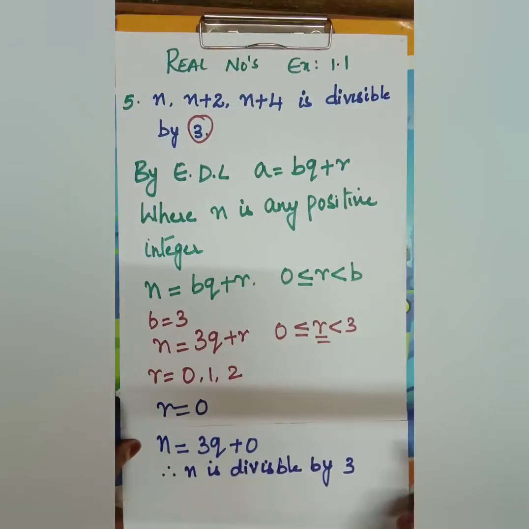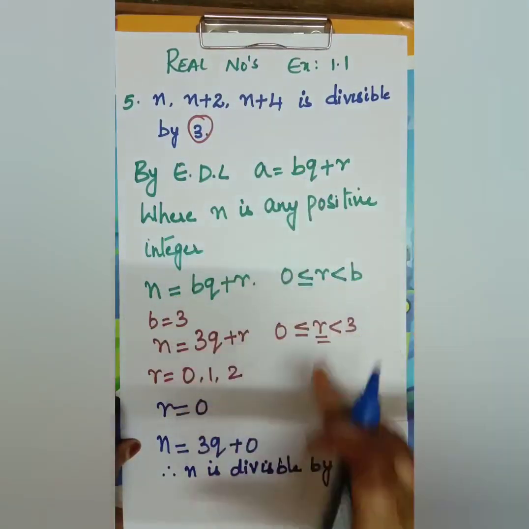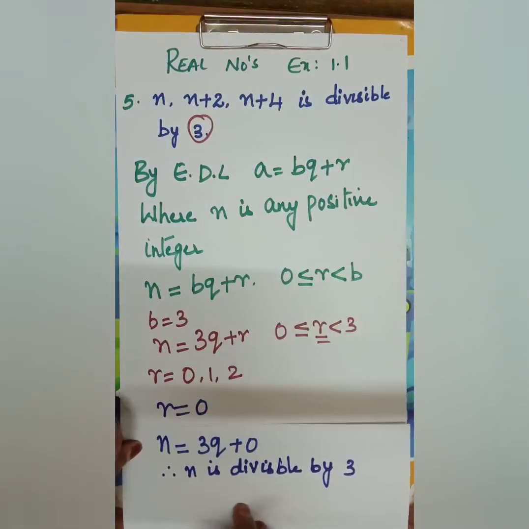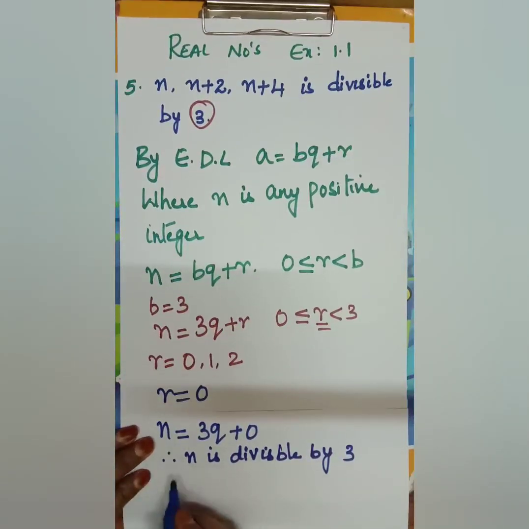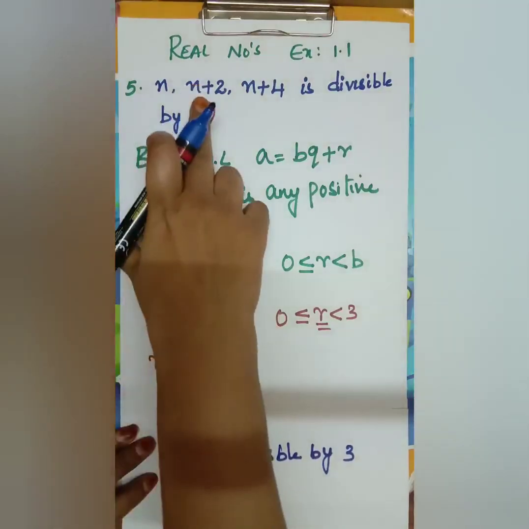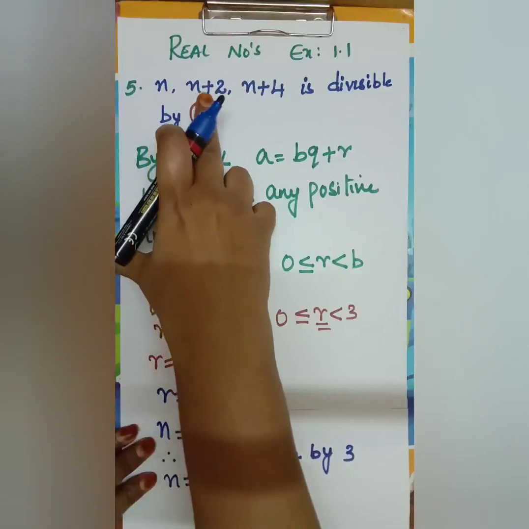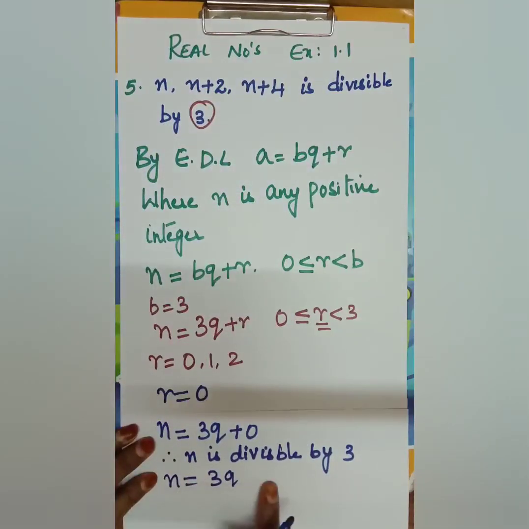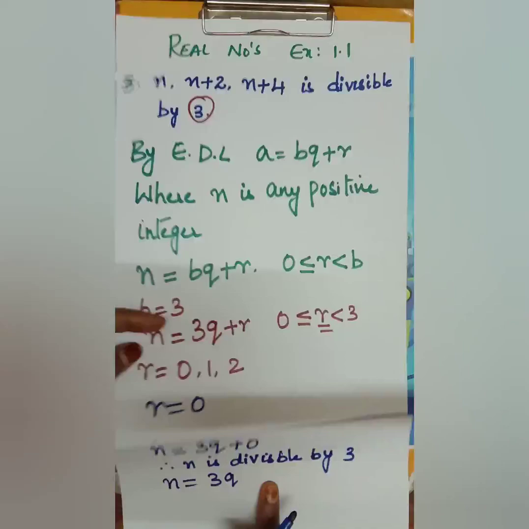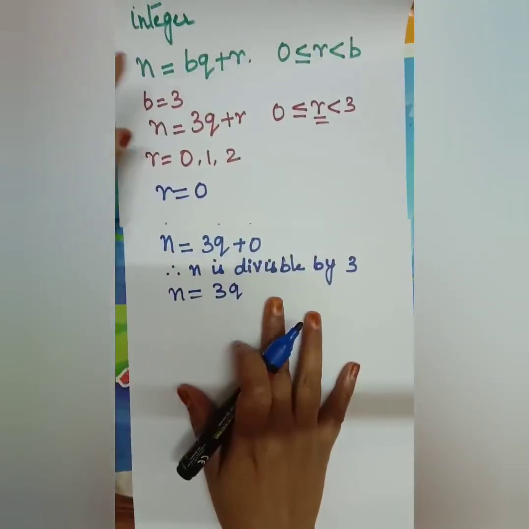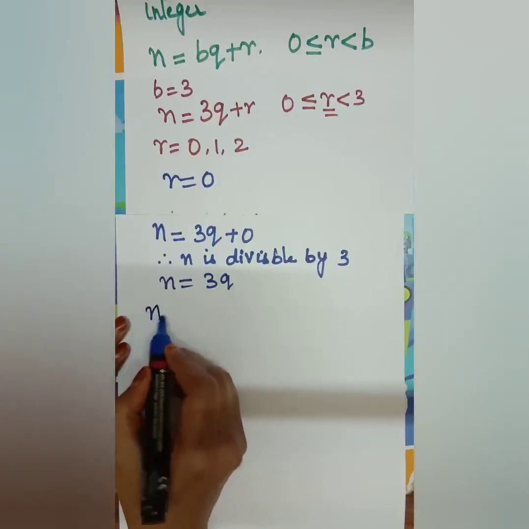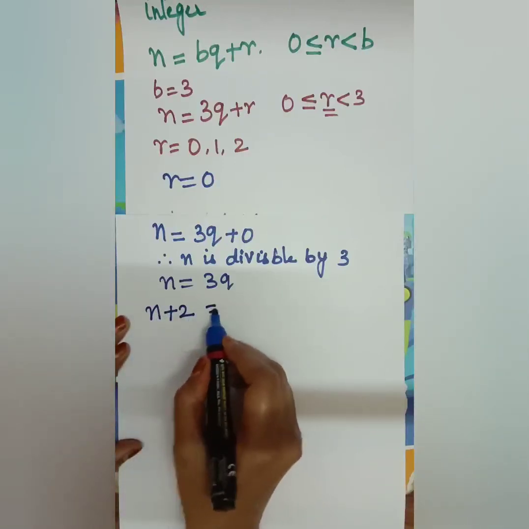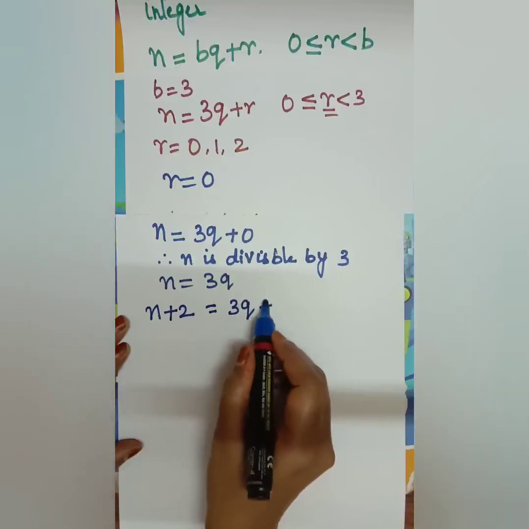We have got it. Now we show whether n plus 2 and n plus 4 are divisible or not. We'll prove that. See, n is equal to 3q. Now we want n plus 2, so we add 2 on both sides. That is, n plus 2 is equal to 3q plus 2.